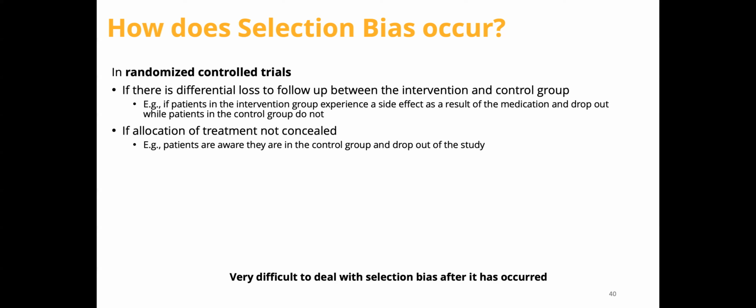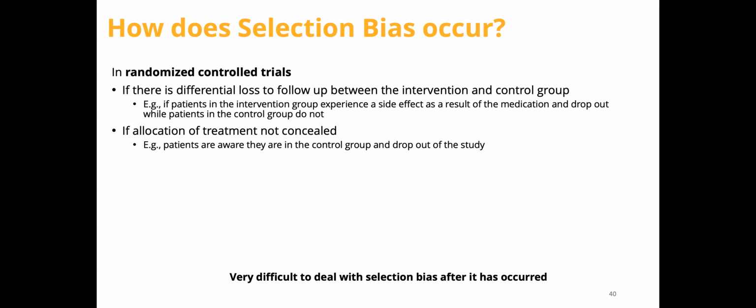Selection bias can also occur if allocation of treatment is not concealed. If patients are aware that they're in the control group, again, they might drop out of the study at a differential rate than the intervention group patients because they're no longer interested in participating. Again, this is related to a loss to follow-up and a difference between the groups of patients that are initially randomized to the intervention or control group at the start of the study compared to the patients we're analyzing at the end of the study and at the end of the follow-up.